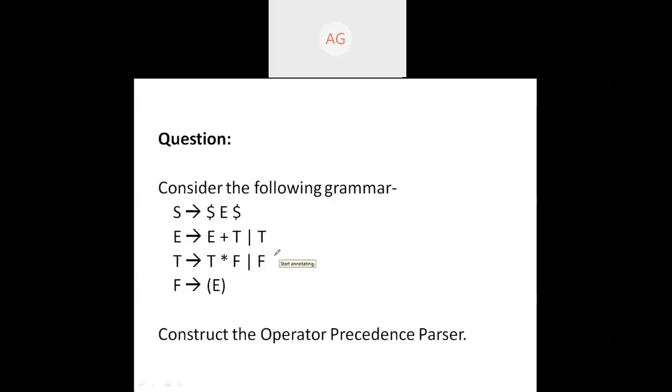Now a question is given to you. This is the grammar given to you, and you need to construct the operator precedence parser of this grammar. So just try to form the operator precedence parser. Three minutes are given to you, so try it in these three minutes, and if someone completes it, then write in the chat box.